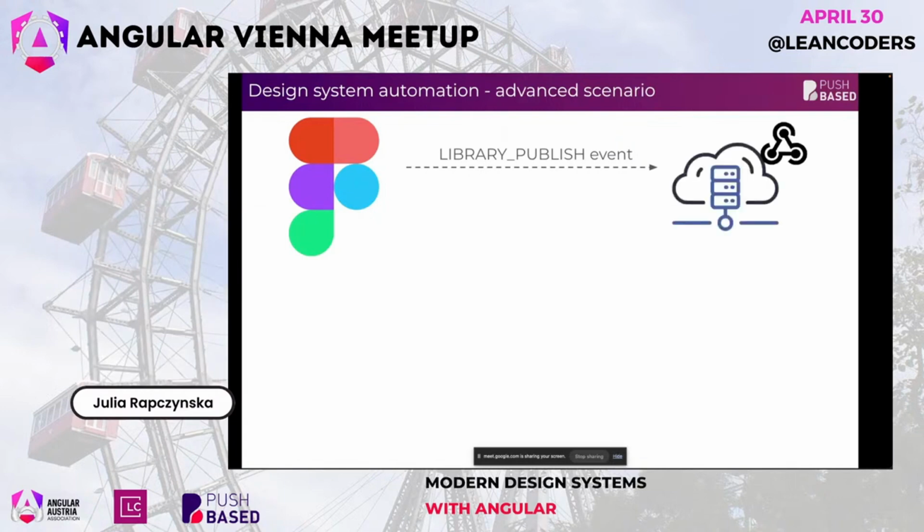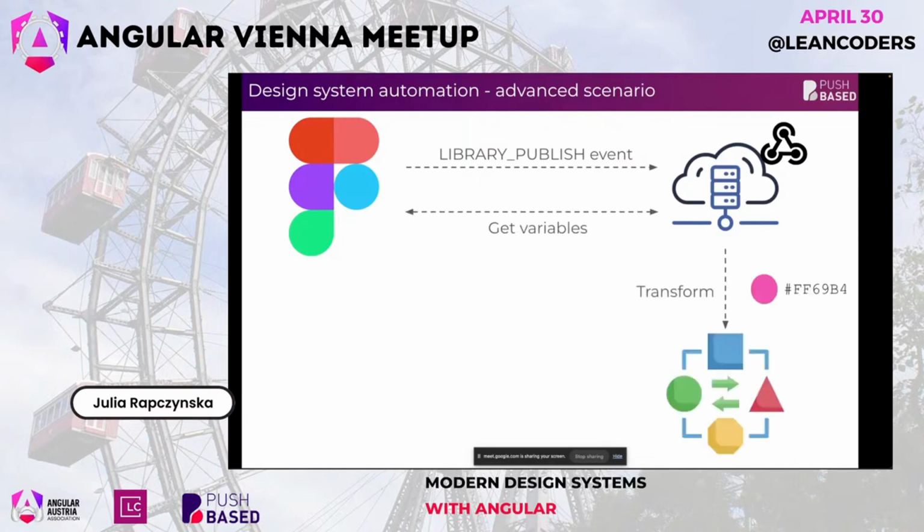What we can do here is use the Figma webhooks to listen for an event when a new library version is published. So let's say there is some change in the coloring. This Figma webhook would take care of pulling the variables by itself. Then, when getting the variables, it would still get those design tokens and transform them into the CSS variables that we want to use, for example, to style our Angular components.